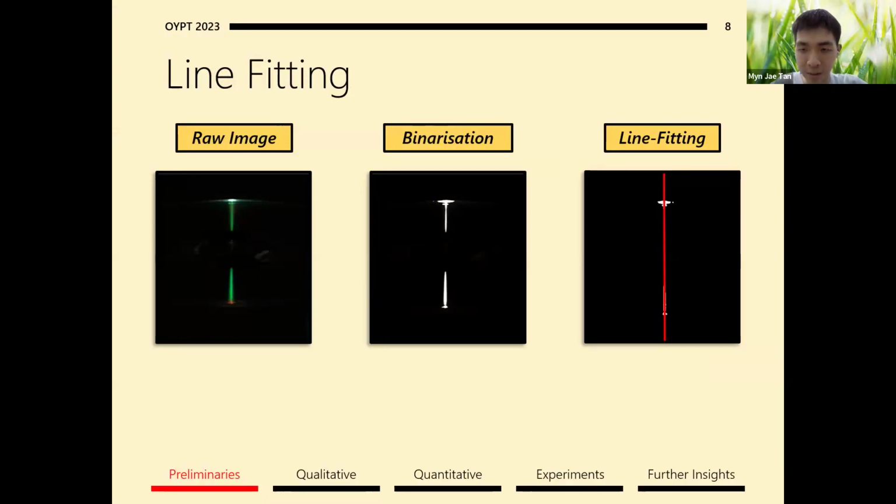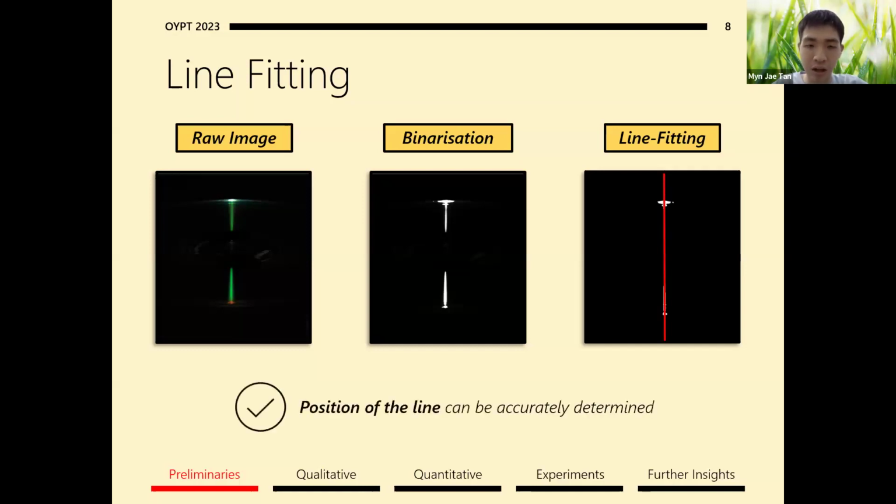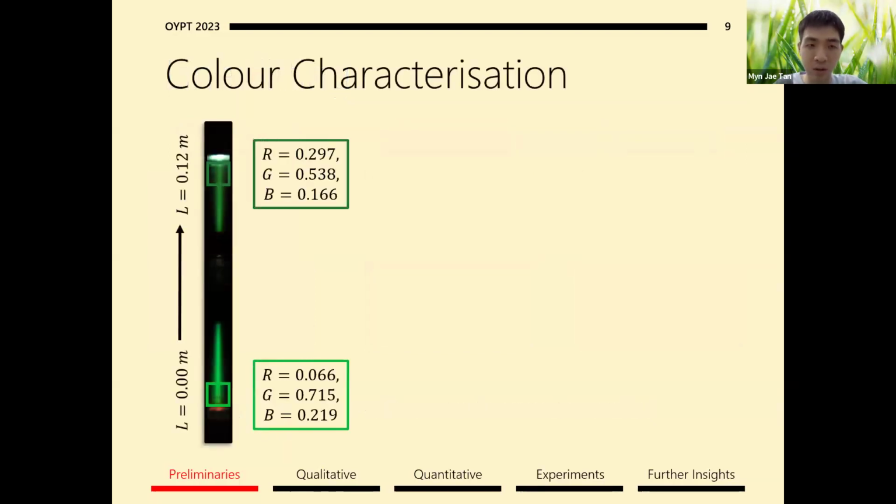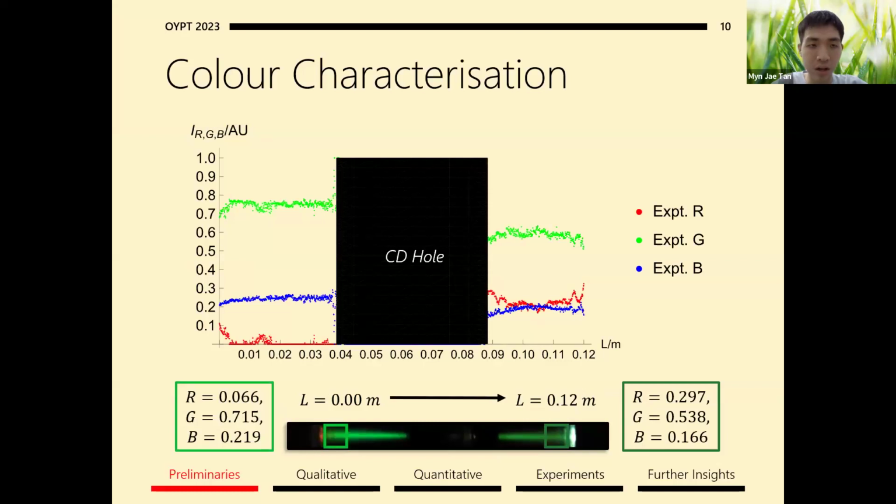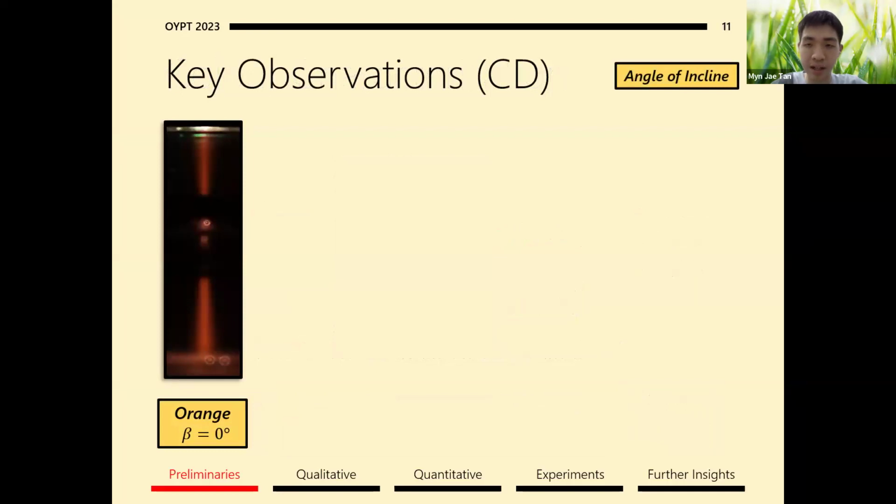I picked out the brightest points from the raw image obtained, which was done using computational tracking, and then I fitted a line across, which allows me to accurately determine the position of the line. And hence, with that, I can characterize the color across the entire line. I use the RGB value to characterize the colors, and we can plot it in the graph as shown. Basically, it shows the RGB value of the line at different points of the line. Next, I'm moving to some key observations.